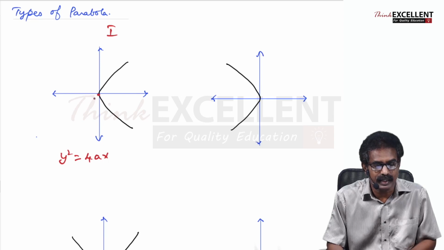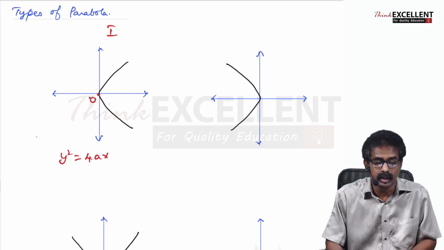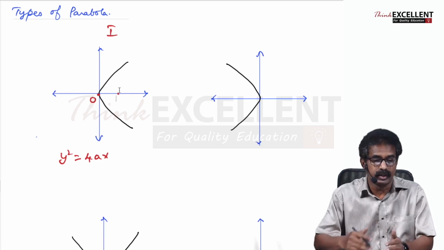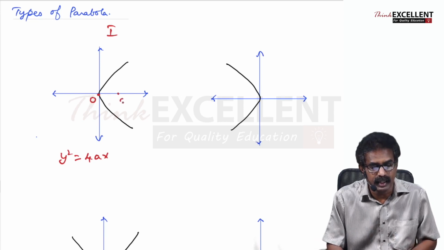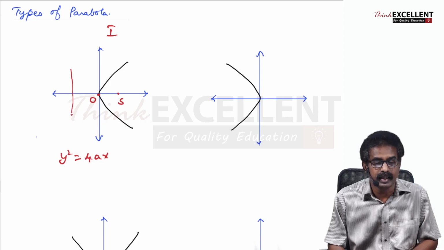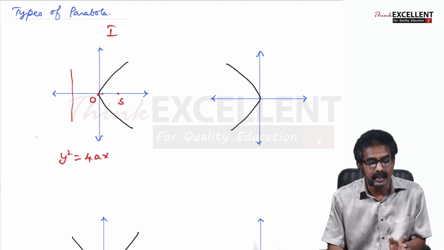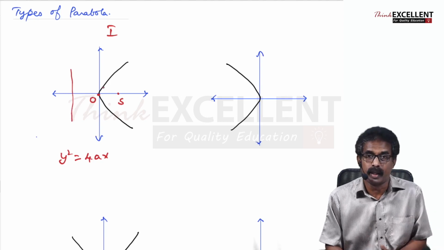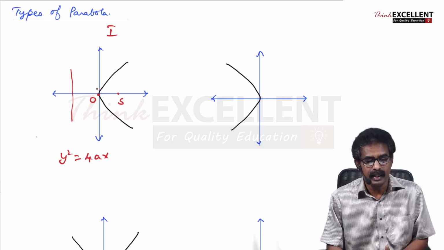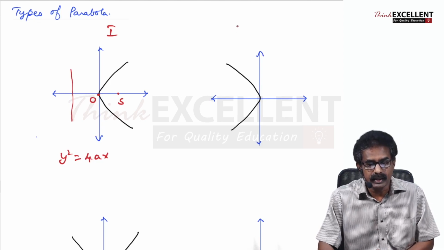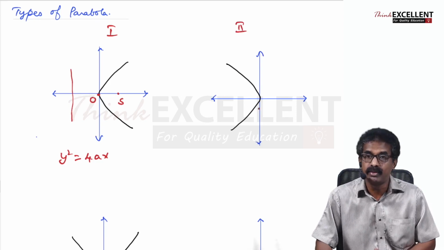This point is the vertex. So vertex is (0, 0). Focus will be inside the curvature. So that is focus, S is here and directrix will be here. This is the first type, and this we call open rightward.